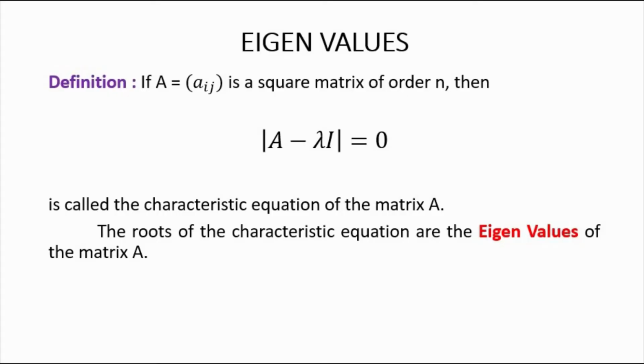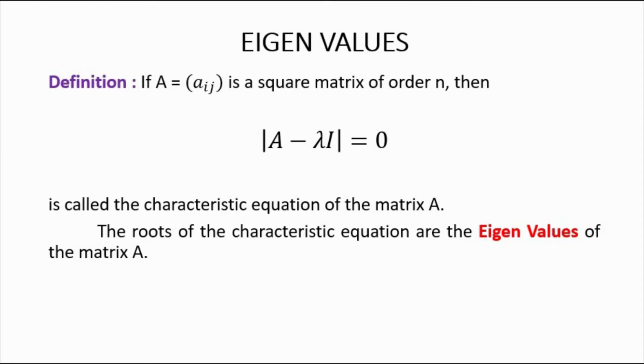We are going to study the eigenvalues and eigenvectors of a matrix. If A = [aij] is a square matrix of order n, then the determinant of A minus lambda I equal to 0 is called the characteristic equation of the matrix A. The roots of this equation are the eigenvalues of the matrix. So this is the formula to calculate the characteristic equation, and the roots of this equation are the eigenvalues of the matrix, and we also know that the matrix is a square matrix of order n.